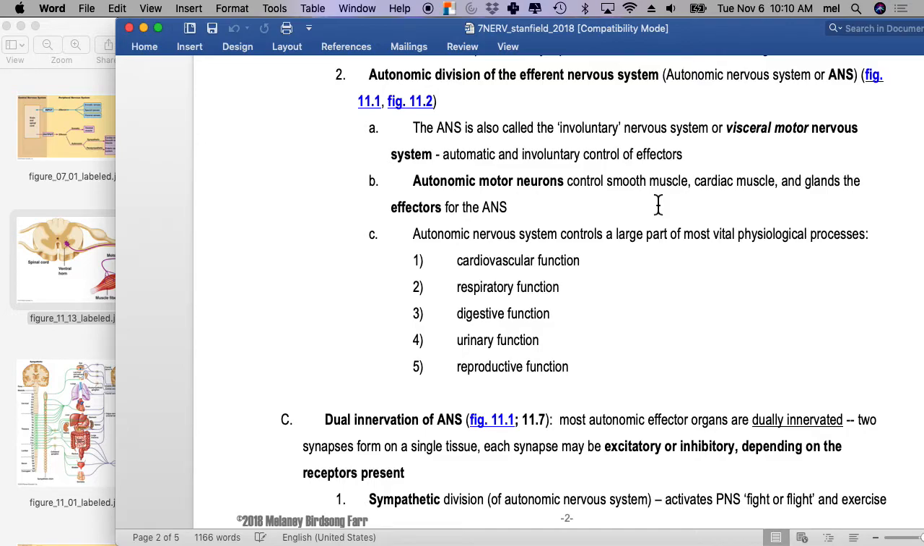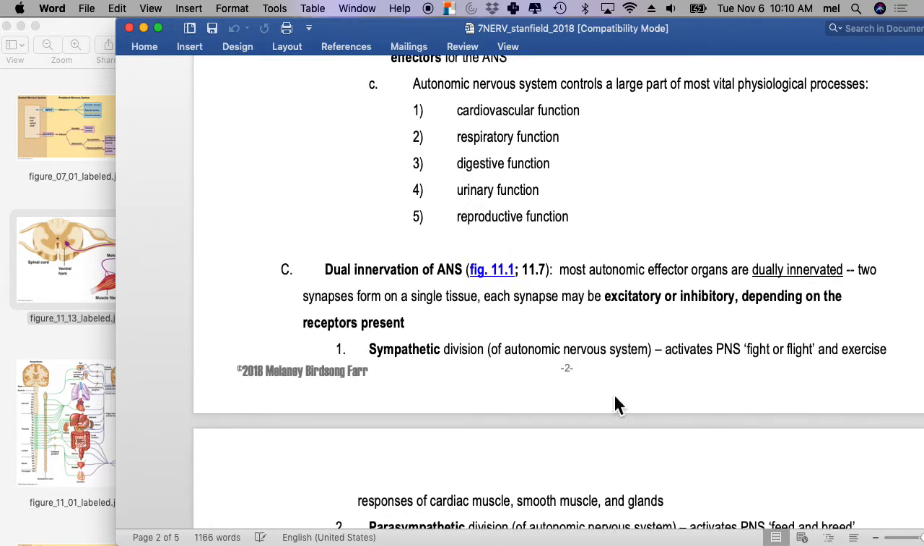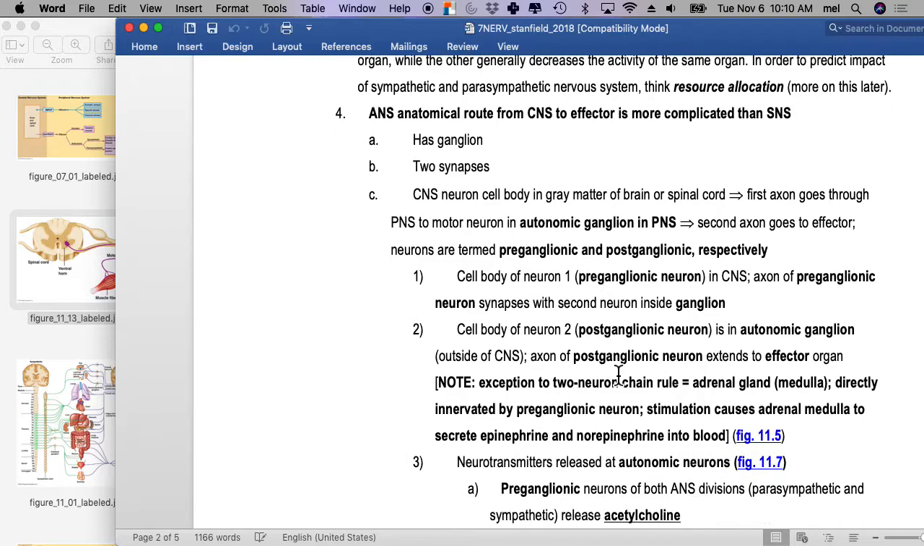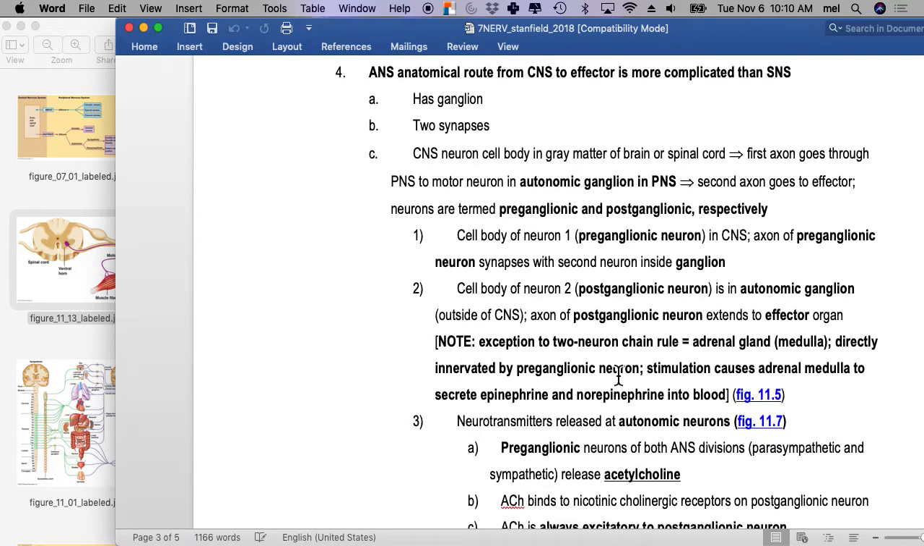Okay, all right, so here's the pattern, the anatomical route that you are going to use to get there with dual innervation. We're going to do this anatomical route and we'll come back and fill in the other stuff after you've got the picture down in your head. The anatomical route is a bit more complicated. We are going to have one neuron that starts in the CNS, synapse with another neuron. That second neuron goes to the effector. Okay, so watch. Sympathetic and parasympathetic both start out the same way. Neuron cell body in the central nervous system, yes? Then it's going to synapse in a ganglion.